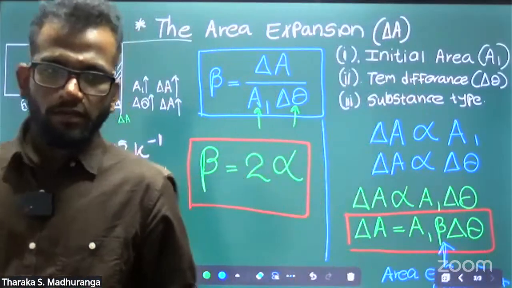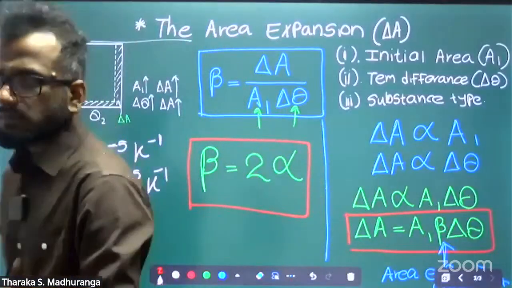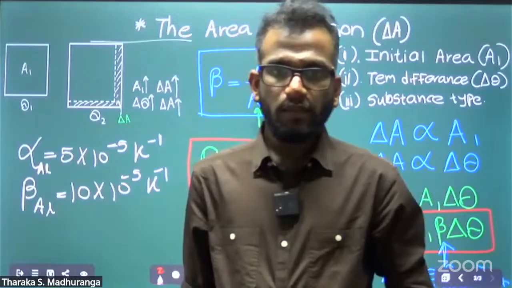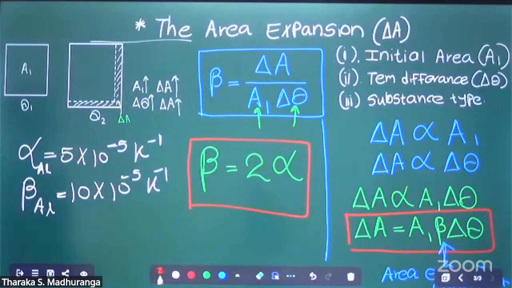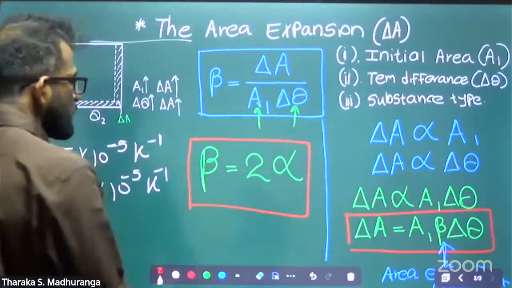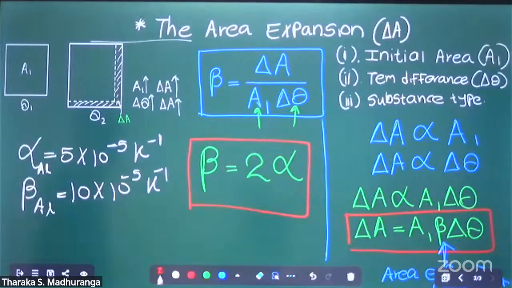Okay, write down a special point below these equations. Write down a special point again with a red color star mark and highlight. Always the beta value is equal to twice the alpha value, that is, multiplied by 2. Then write down beta equal to 2 alpha and highlight.